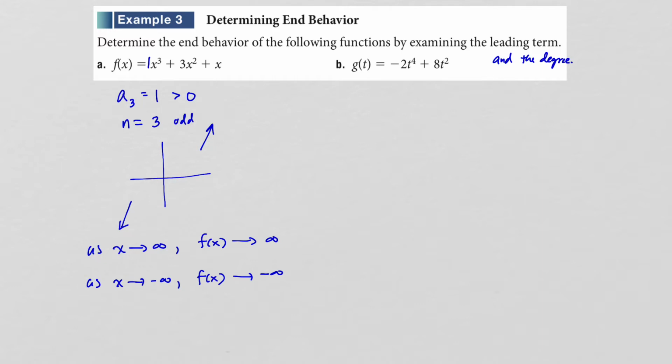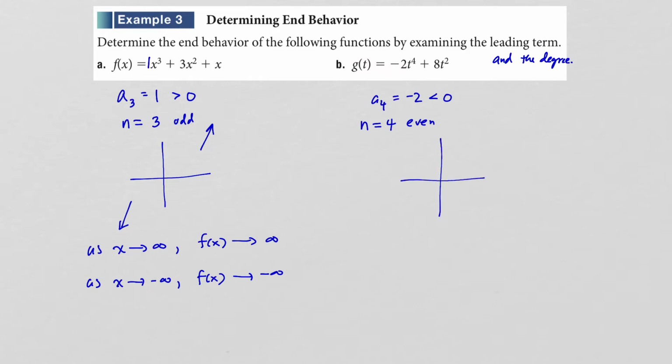For the second example, we have a leading coefficient of -2, and technically that would be a4 because it is the coefficient of the fourth degree term. The power of the polynomial here is 4, which of course is even. So what does the graph look like when your leading coefficient is negative and the power is even?